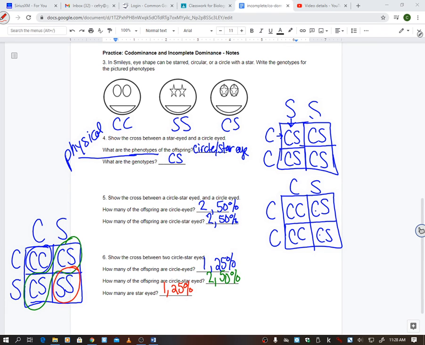Now you guys could have done this. You could have said SC. If you flip-flop these, that is completely fine. Your Punnett square may look a little bit different than mine, but your answer should still be the same.